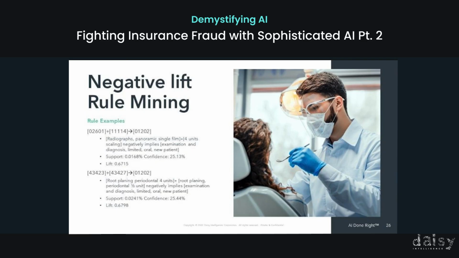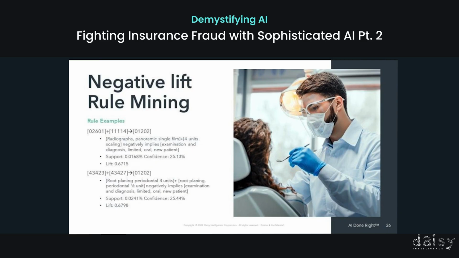This occurs only 0.01% of the time with a low confidence of 25% and with a negative lift. A lift of 1 means statistically normal. A lift less than 1 means these things are negatively correlated. So here's a low lift rule that's negatively correlated. These procedures shouldn't go together. So if we found these procedures together in a visit, this tells us this is statistically anomalous. So again, we can apply a fuzzy logic curve to this rule to score these procedures occurring together.